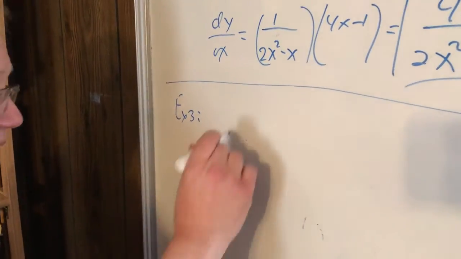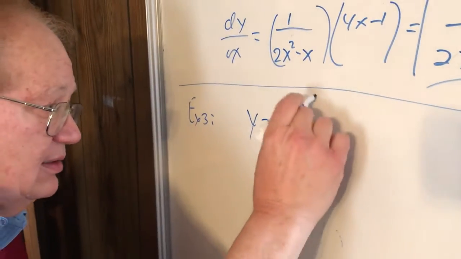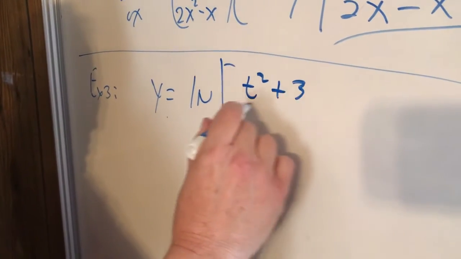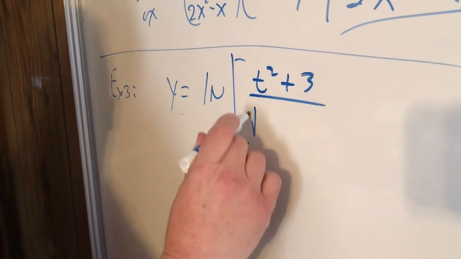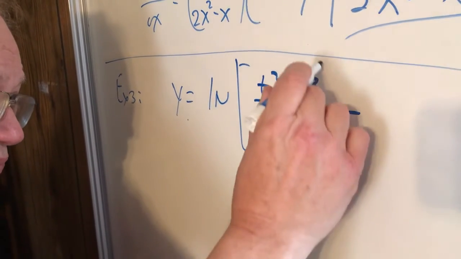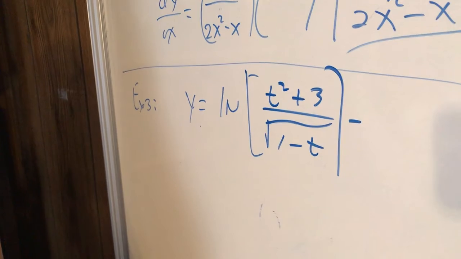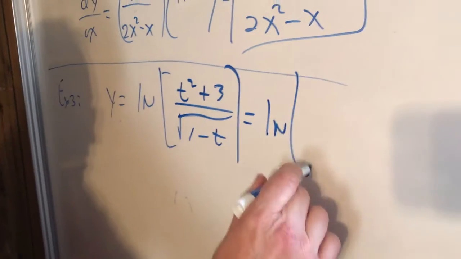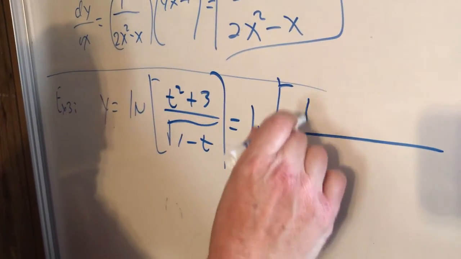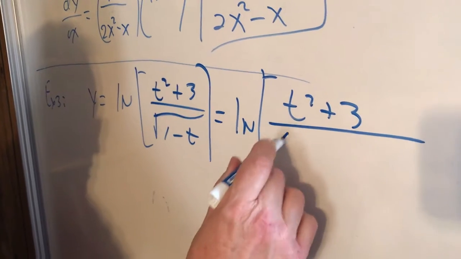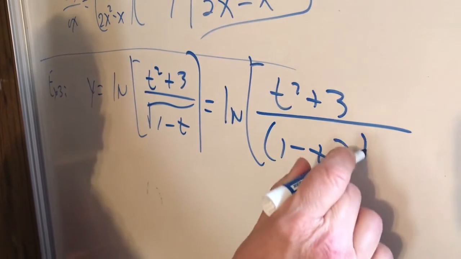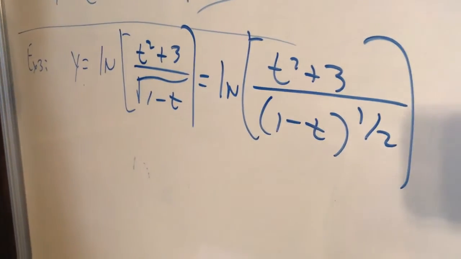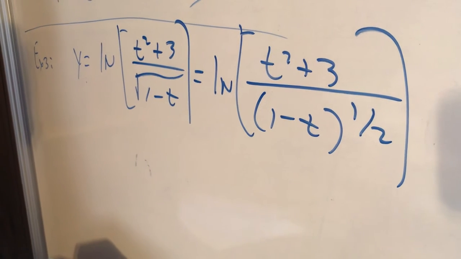And here we have y equals the natural log of t squared plus 3 over the square root of 1 minus t. Of course, we can't deal with square roots very easily, so we simply change the problem to t squared plus 3 and 1 minus t, as you know, to the 1/2. So now we have it in a form that we can do this. Now we have a problem, though.